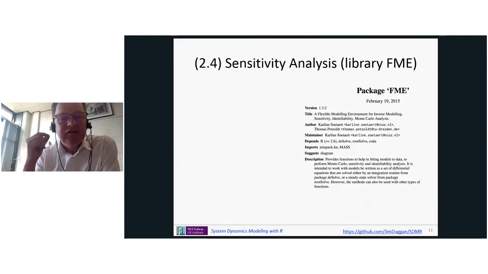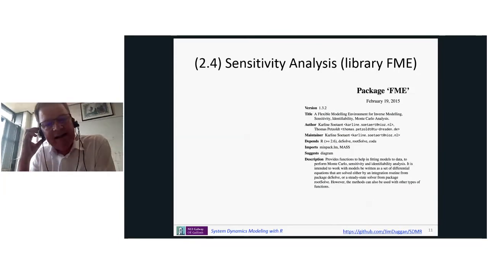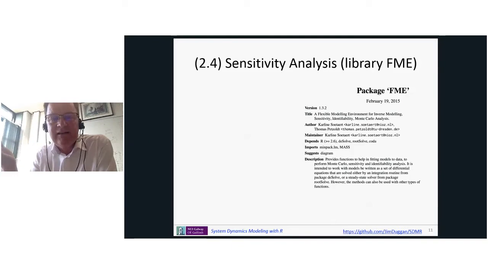Okay, I'll move on then to sensitivity analysis. And again, the preamble here is that, of course, these tools are available in conventional SD tools. And again, this package is useful. It's a package called FME, which stands for Flexible Modeling Environment for Inverse Modeling, Sensitivity, Identifiability, and Monte Carlo Analysis. So there's a lot of stuff going on in there that you can use for your models.